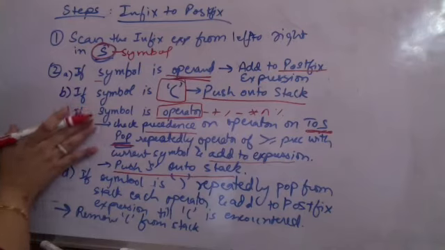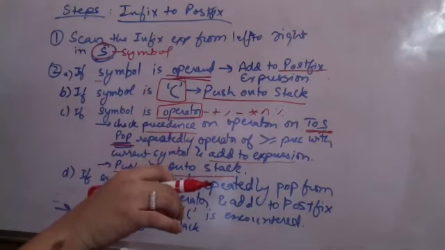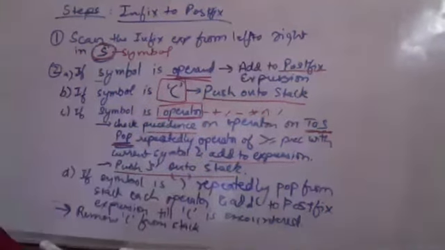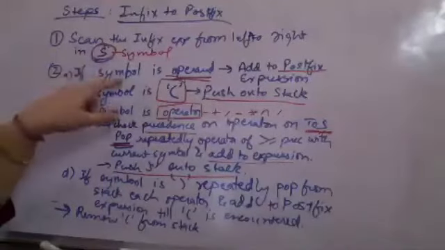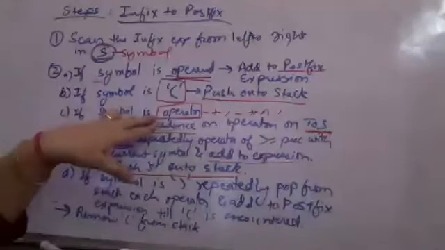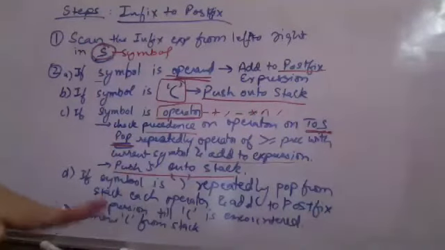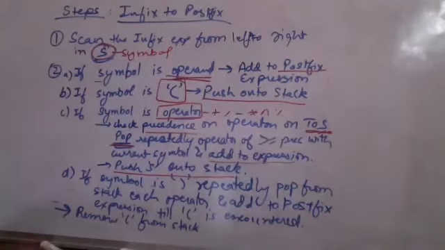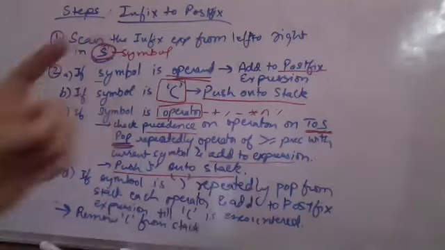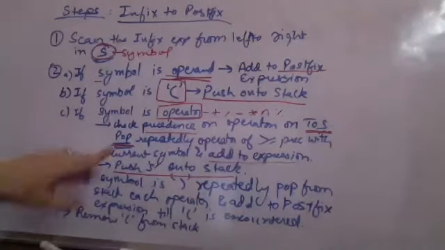I'm again saying if the symbol is an operator, then we want to push it onto the stack. Any operand we want to add to the expression, any operator we want to push onto the stack. But while pushing, we have to check what is already there. For example, if I have to push plus and multiply is already there, which has a higher precedence, or a minus is there, which has the same precedence, in that case I should pop them repeatedly, add them to the expression, then push S onto the stack. If there is nothing like that, then push S onto the stack.